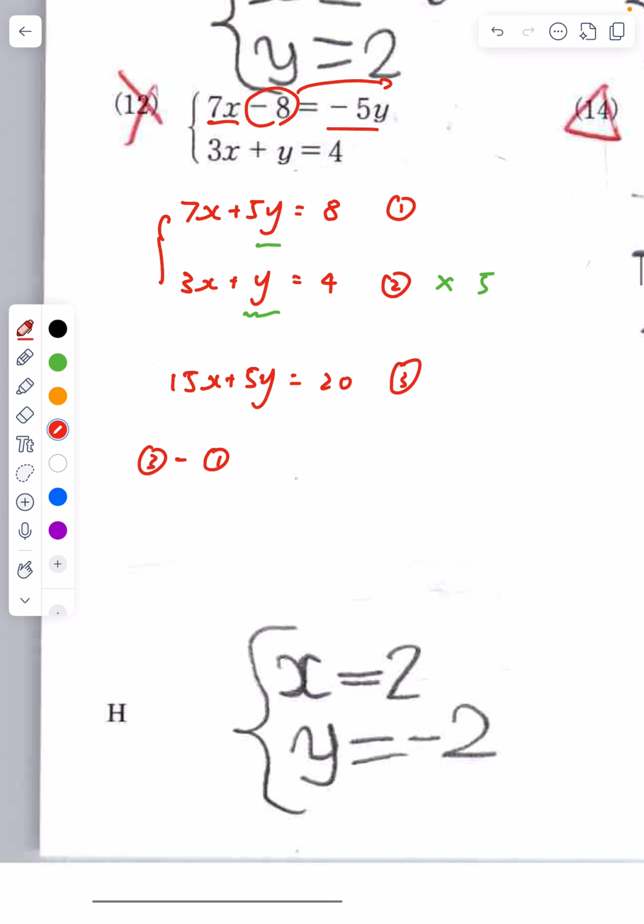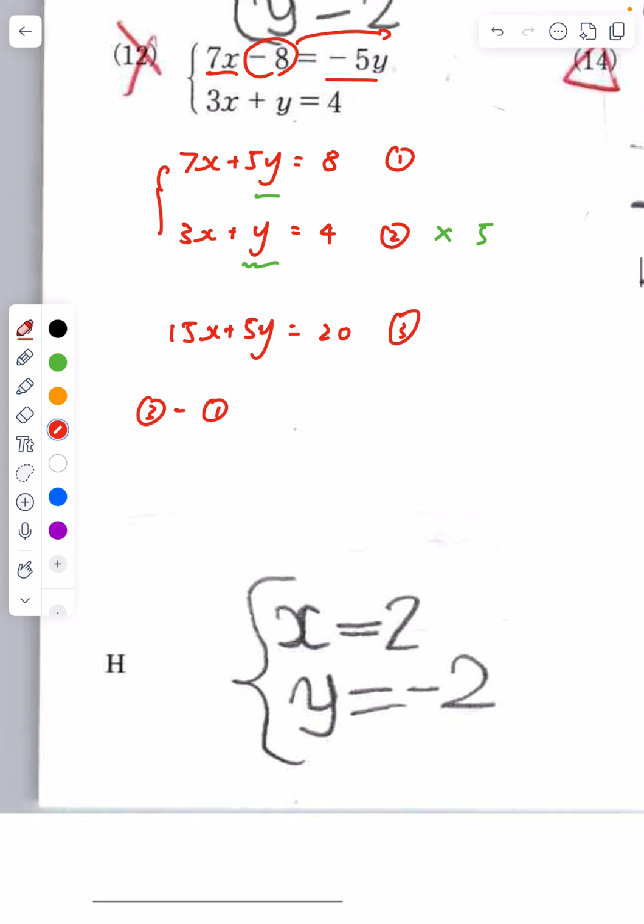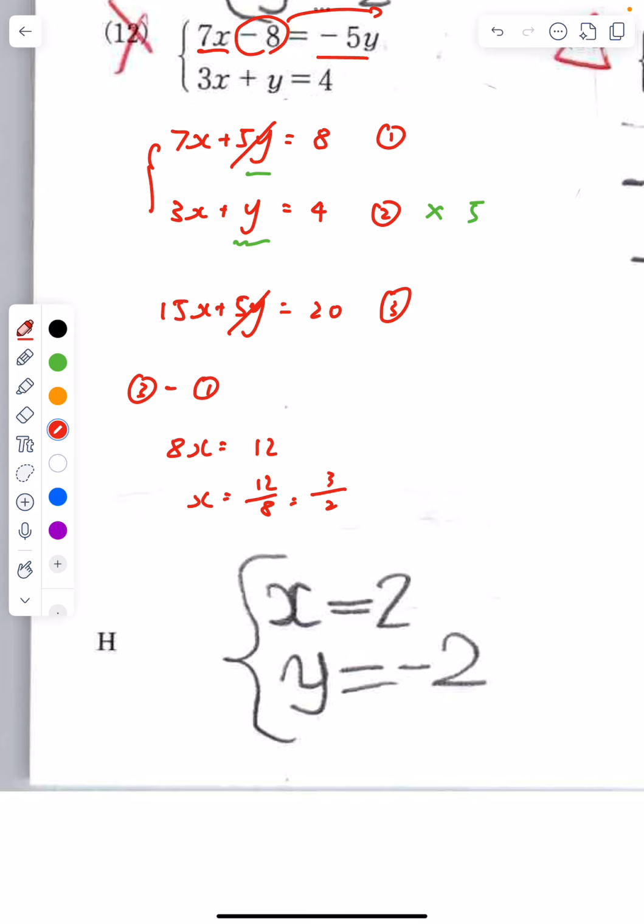Once I use number 3 minus number 1, I should be getting 5y is gone. 8x is equal to 20 minus 8, which is 12. X is equal to 12 over 8, which is equal to 3 over 2. So once that's ready, there's two ways to do it.